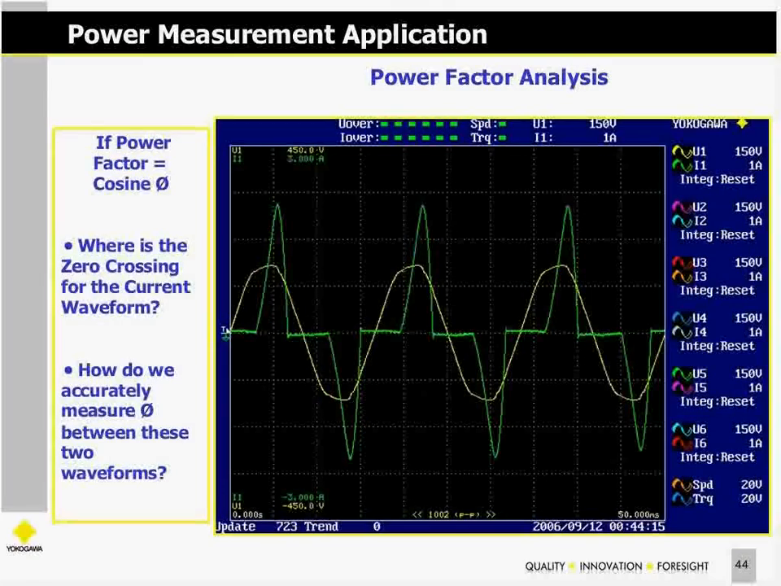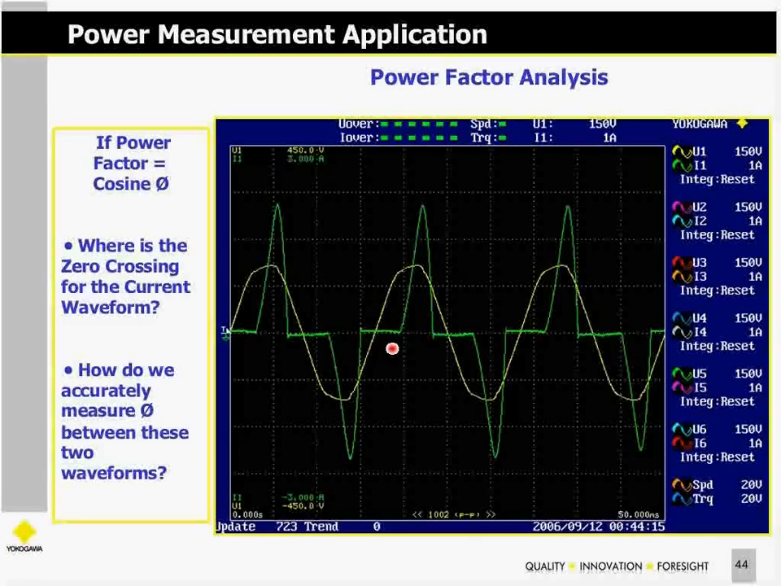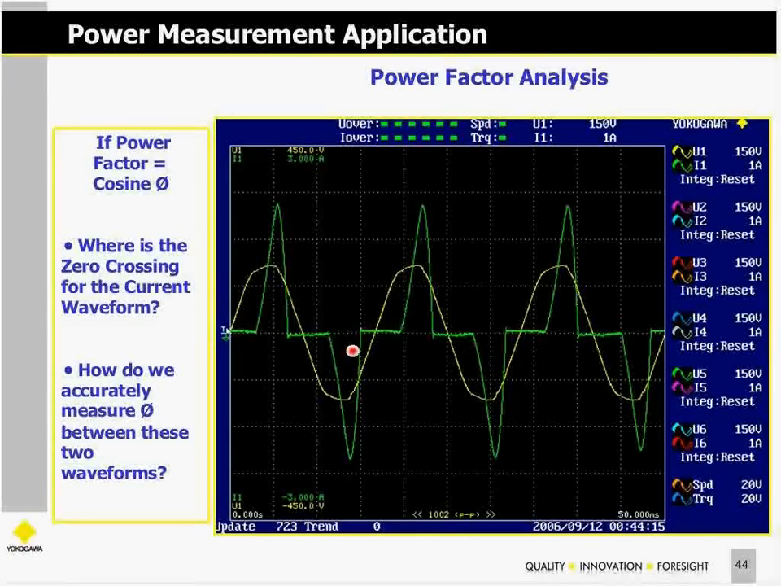Okay, let's look at some power factor analysis on the distorted waveforms. Here's our power supply waveform again, with the voltage in yellow and the current in green. If we think about power factor equaling the cosine of the angle between voltage and current, well, where's the zero crossing on these two waveforms to determine that time lag between the voltage and the current to get that phase shift? We would all probably come up with some different answer. So how do we actually measure that on the two waveforms to calculate power factor?